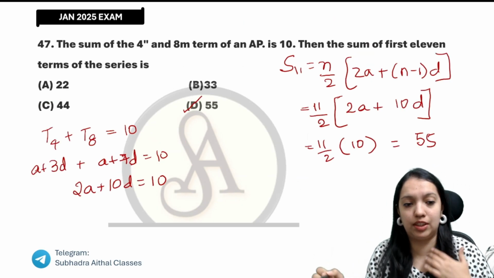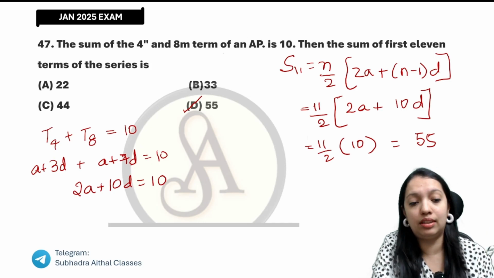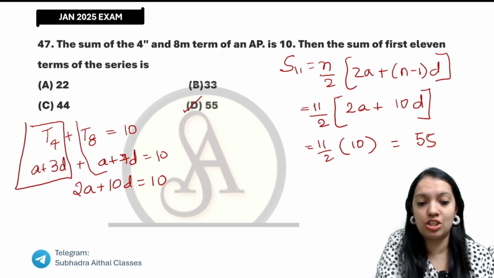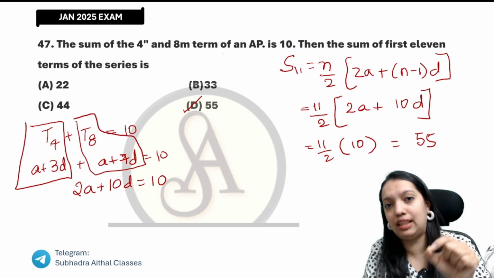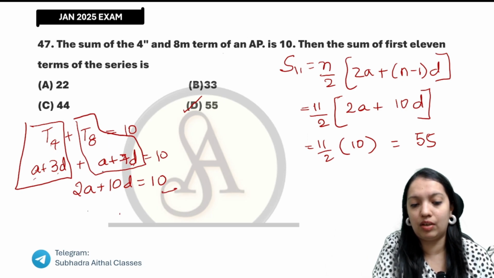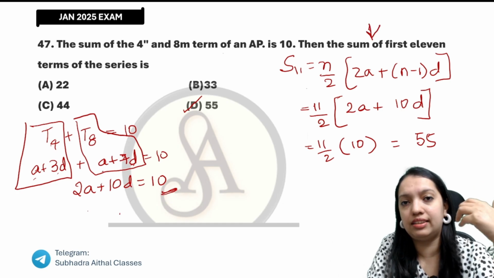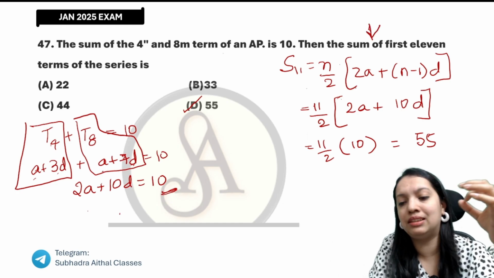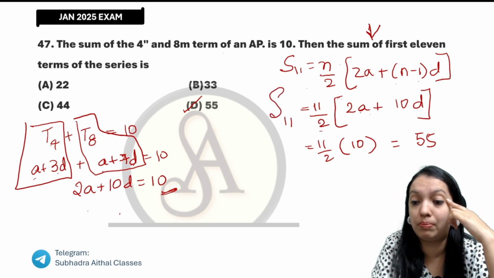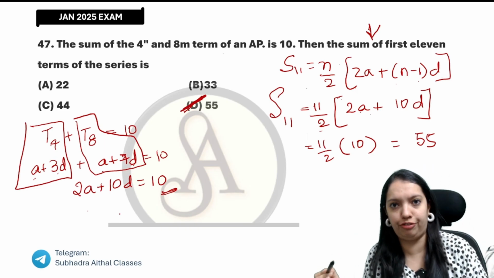Next, 47th question. The sum of the 4th and 8th term of an AP. The 4th term T4 is A plus 3D. And the 8th term is T8, which is A plus 7D. The sum is equal to 10. So when you add them, 2A plus 10D is equal to 10. Once you get this, the sum of the first 11 terms, Sn is equal to n by 2 into (2a plus (n minus 1) into d). So S11 is equal to 11 by 2 into (2a plus 10d). Solve this, you get the value as option D, 55.